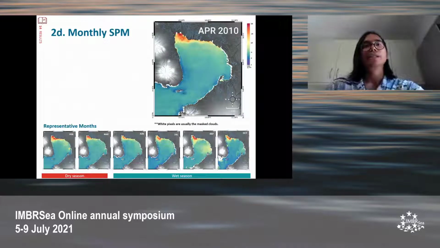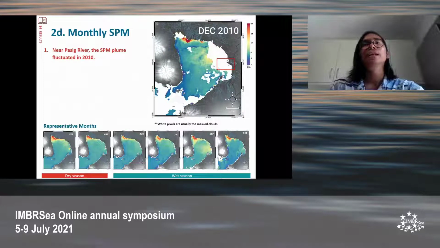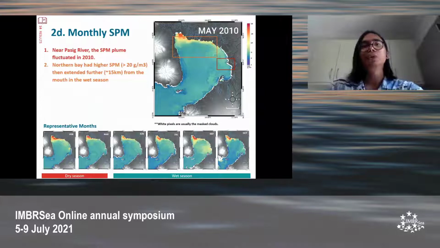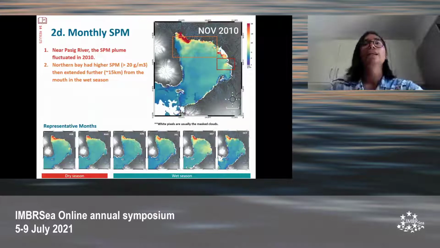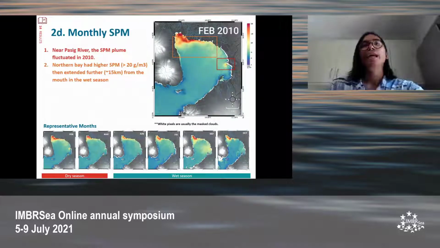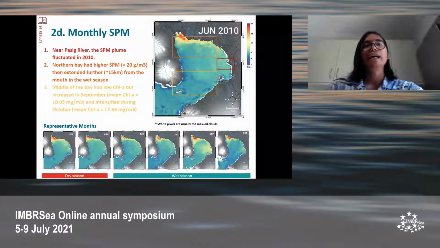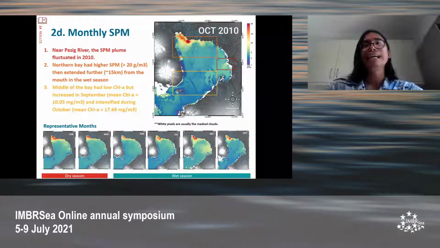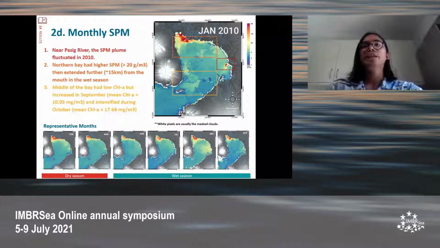If you look at the red box in here, we can observe that the pattern of SPM plume generally fluctuate in 2010. And in another section here, we can observe an extension of the SPM plume during the wet season, and then it can even extend up to 15 kilometers from the coast. And lastly, the middle of the bay highlighted here, we can observe low SPM in general, but we can see an intensification, especially in the months of wet seasons of September and October.